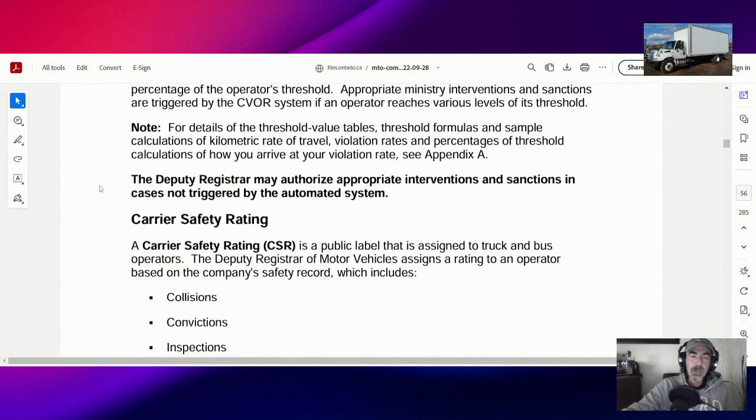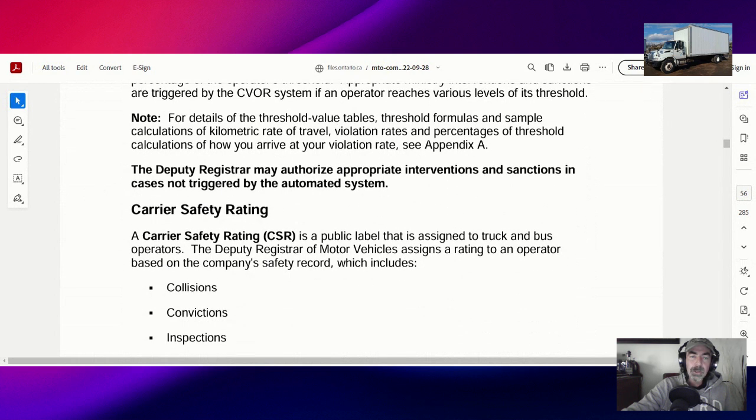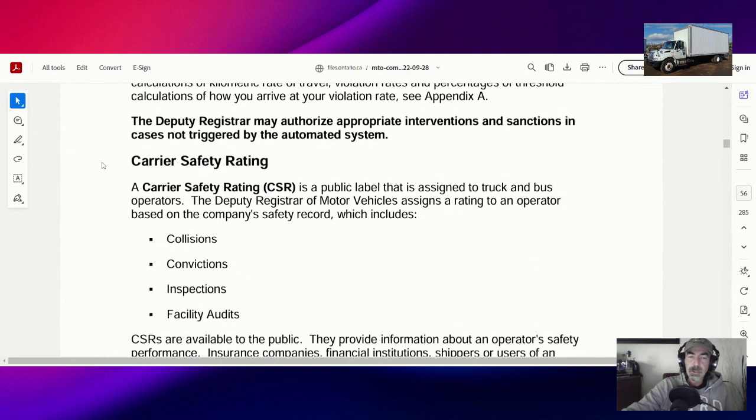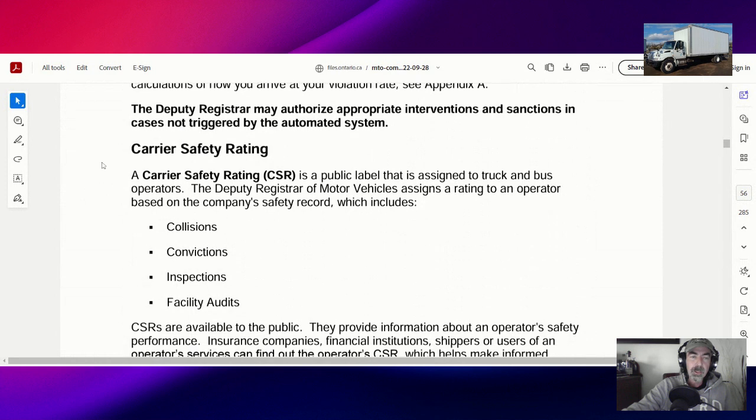Note: for details of the threshold value tables, threshold formulas, and sample calculations of kilometric rate of travel, violation rates, and percentages of threshold calculations of how you arrive at your violation rate, see Appendix A. The Deputy Registrar may authorize appropriate interventions and sanctions in cases not triggered by the automated system.